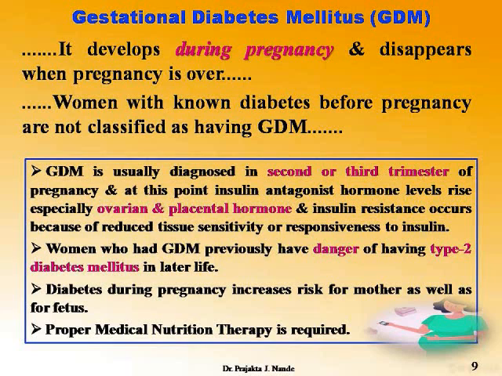GDM is usually diagnosed in the second or third trimester of pregnancy, and during this period, insulin antagonist hormone levels rise, especially the ovarian and placental hormones, and insulin resistance occurs because of reduced tissue sensitivity or responsiveness to insulin. Women who had GDM previously have danger of having type 2 diabetes in later life.